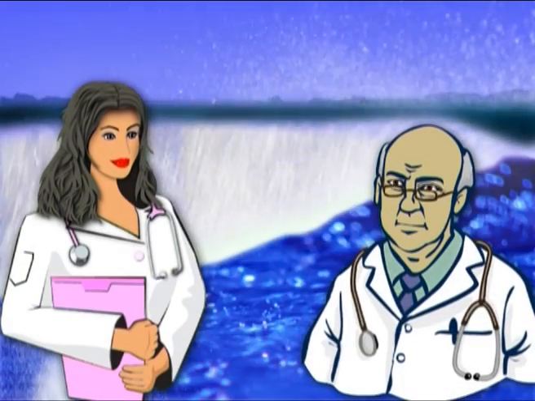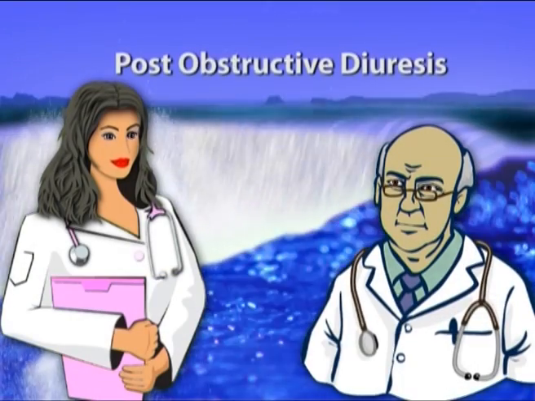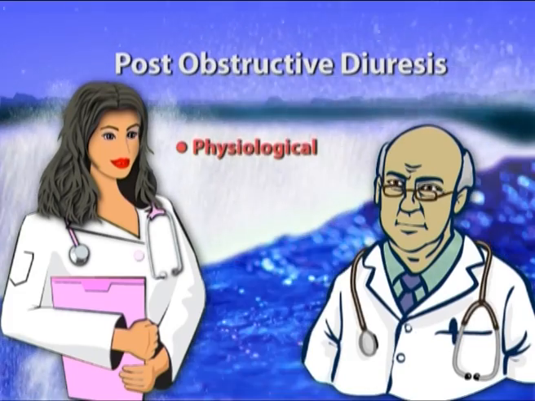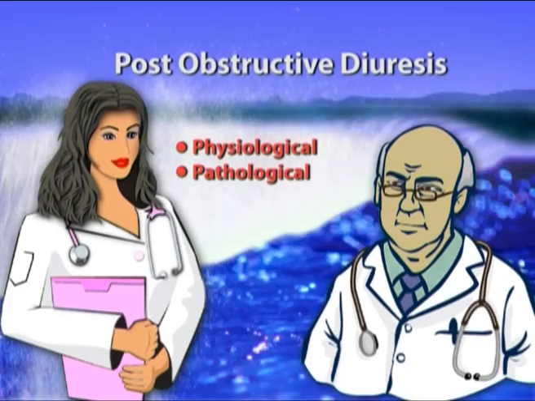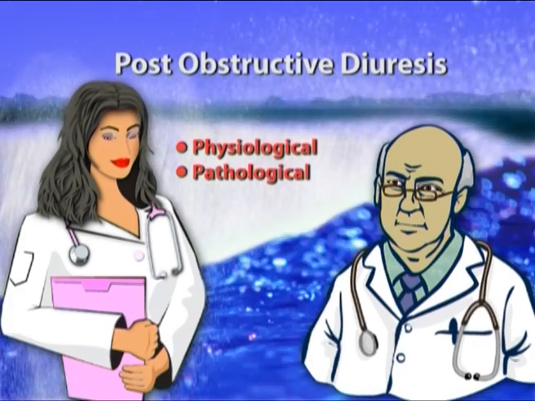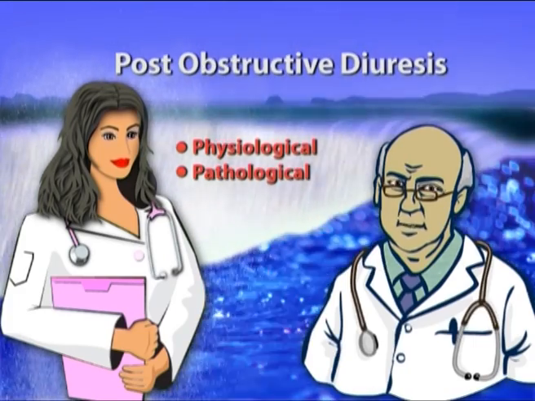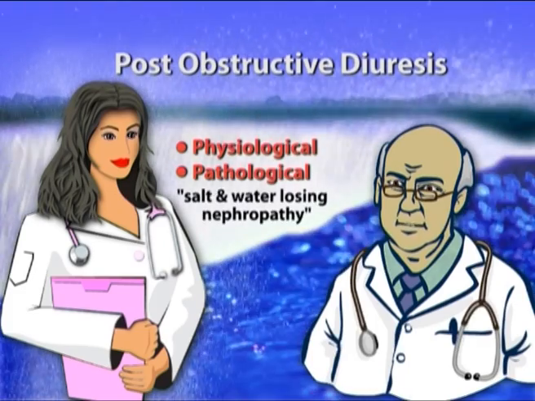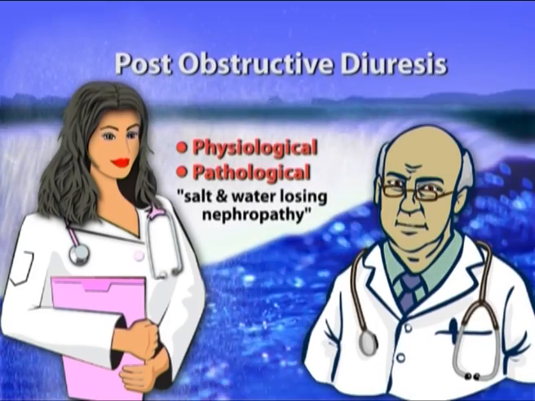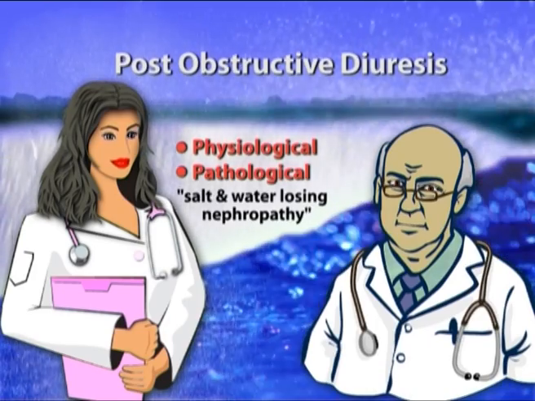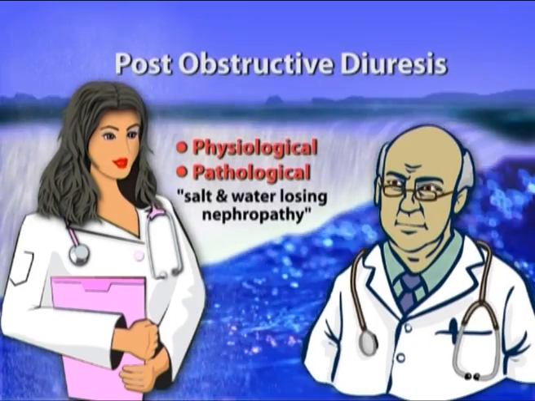So in essence, we have two distinct forms of post-obstructive diuresis. One that is physiological and unlikely to lead to problems, and one that is pathological and should cause us concern. Yes, this latter situation is essentially one of a salt and water losing nephropathy and can lead to electrolyte and therefore cardiac problems. But Prof, is there a simple way to distinguish between the two of them?